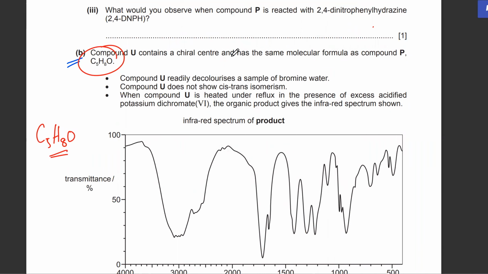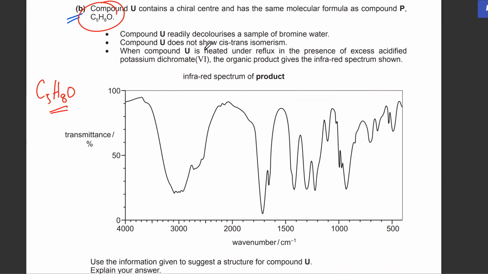What is the information that you can derive from it? First one, it contains a chiral center. I'm going to write down the information. So the first information that you got over here is that it's got a chiral center. And it has the same molecular formula as P. वो तो दे दिया उसने.